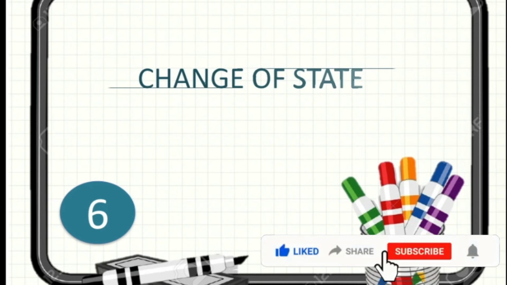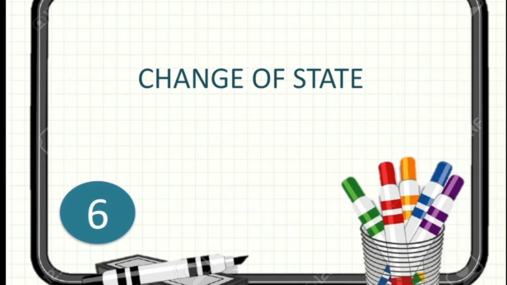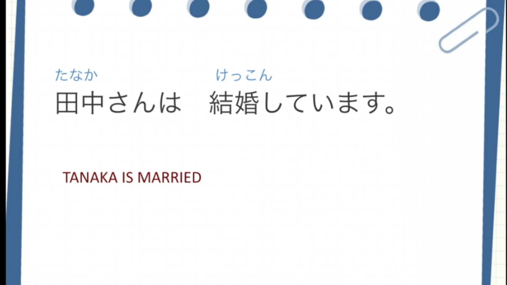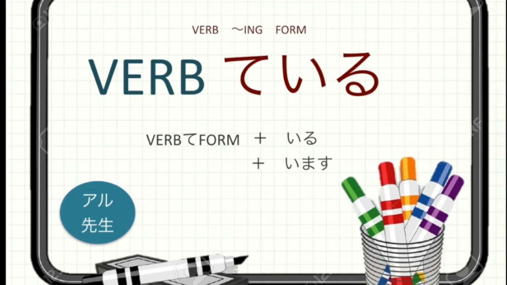And last, we use verb te iru to state change of state. A good example is the verb to get married. It means that you change from the state of being single to being married. For example, Tanaka-san wa kekkon shite imasu. Tanaka is married. And that's it for now for verb te iru.